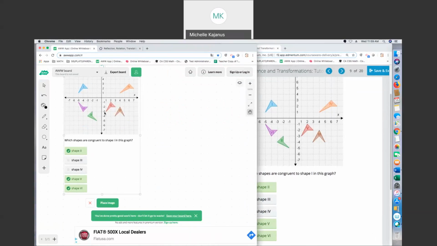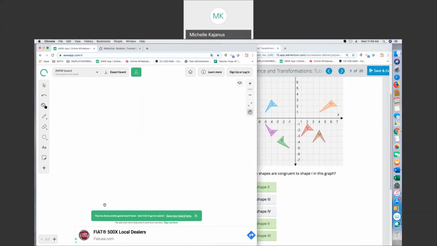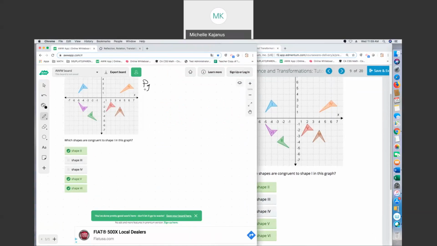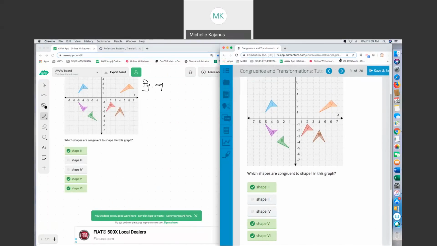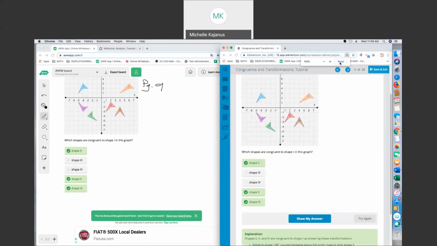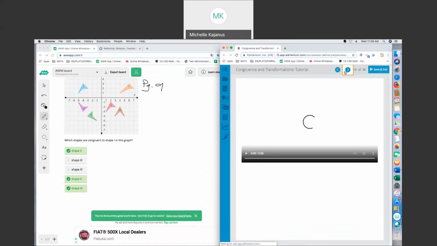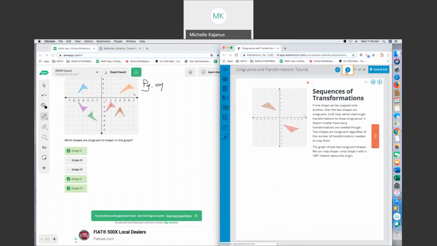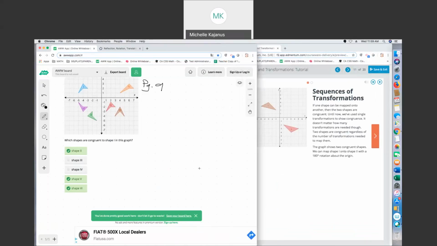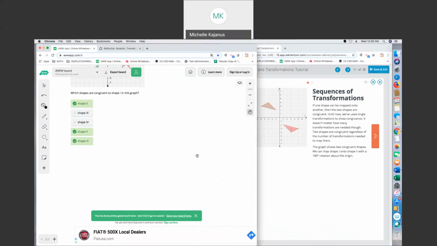Put it here. This was on page 9. And then for the sake of time, I'm going to move on to the next topic that's going to be important in this mastery test, or this section: sequences of transformation.